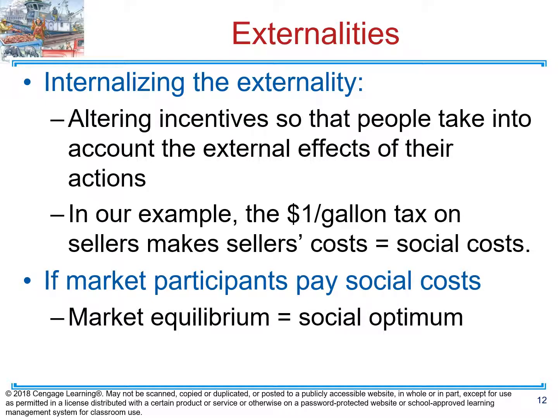Internalizing the externality is altering incentives so that people take into account the external effects of their actions. In our example, the $1 per gallon tax on sellers makes sellers' costs equal to social costs. If market participants pay social costs, the market equilibrium is a social optimum.